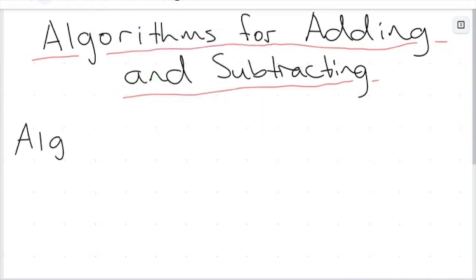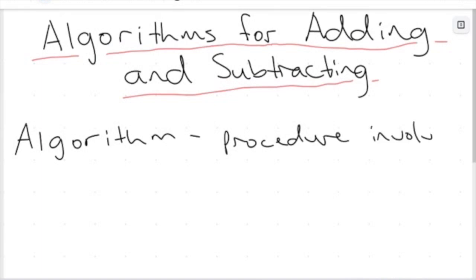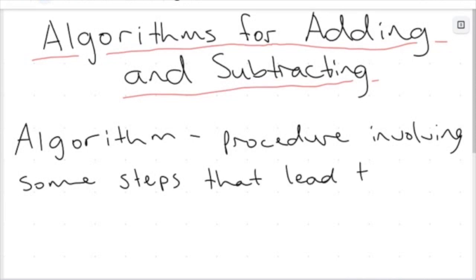So an algorithm is essentially just a procedure involving some steps, and these eventually lead to an answer. So an algorithm is a procedure involving some steps that lead to an answer.